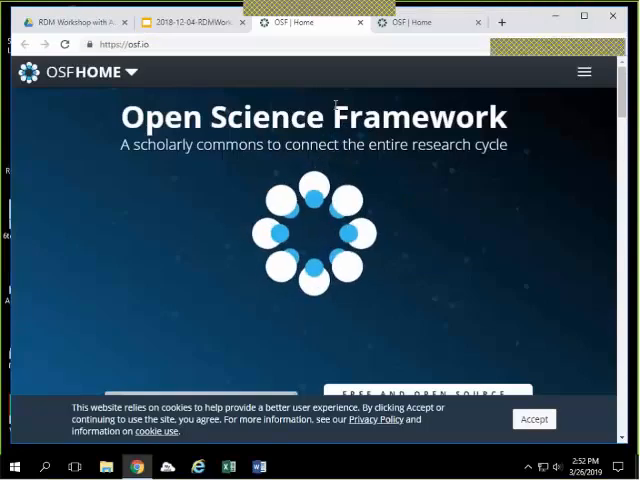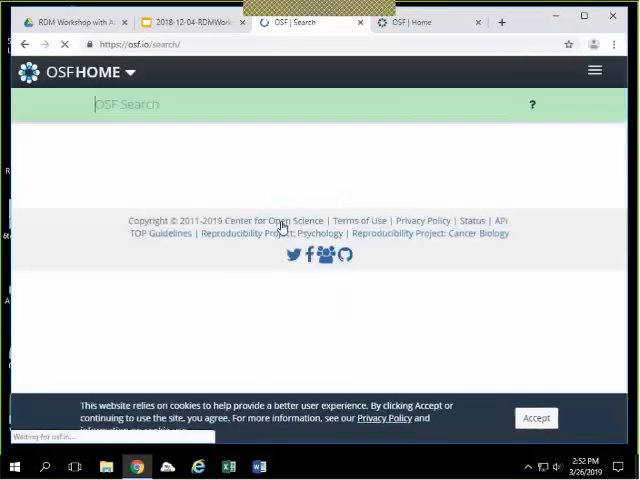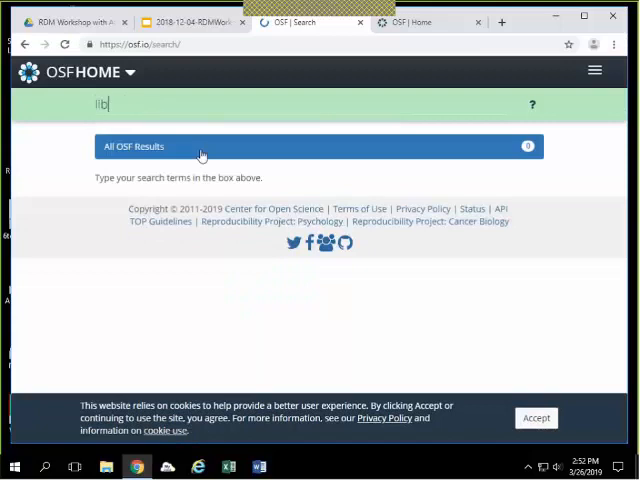So I would encourage you to play around with this. I know psychology uses this a lot. You can actually search for data in here or projects.